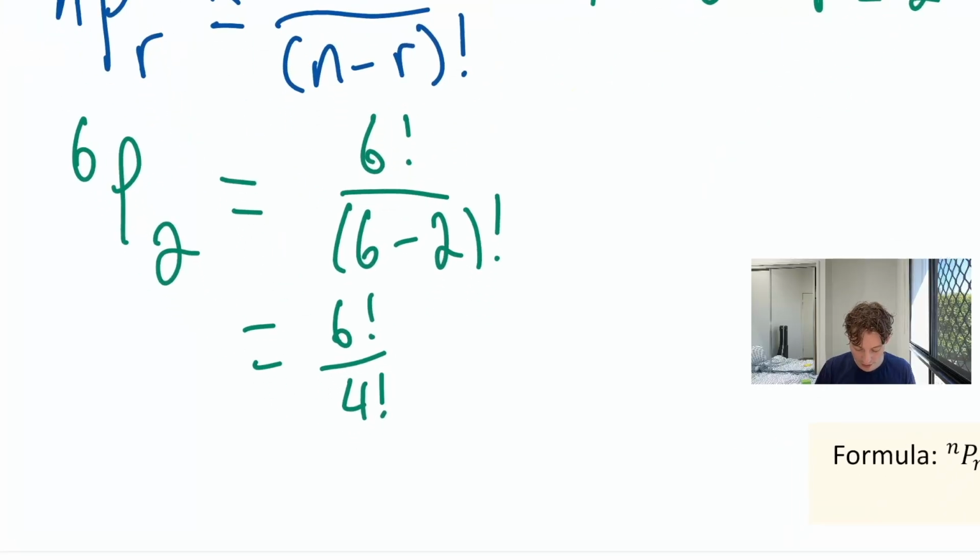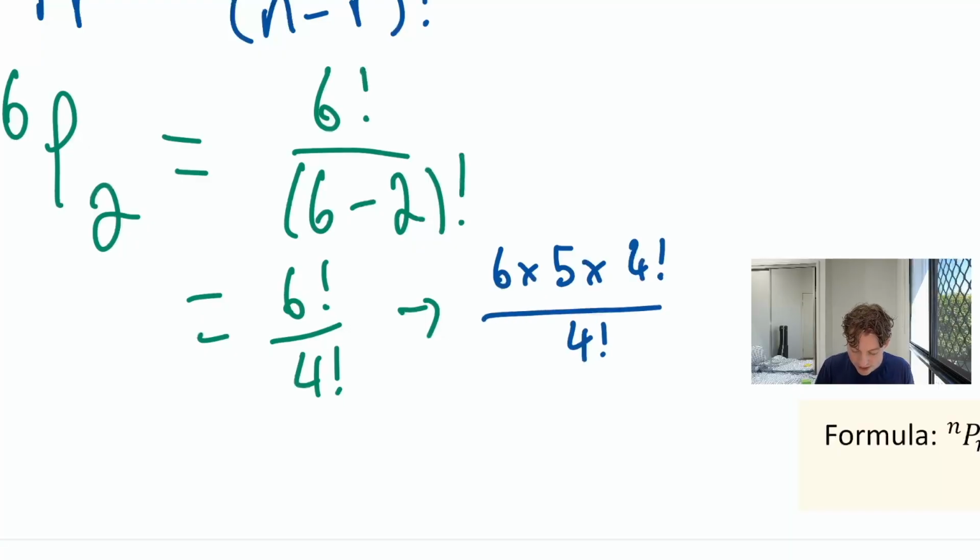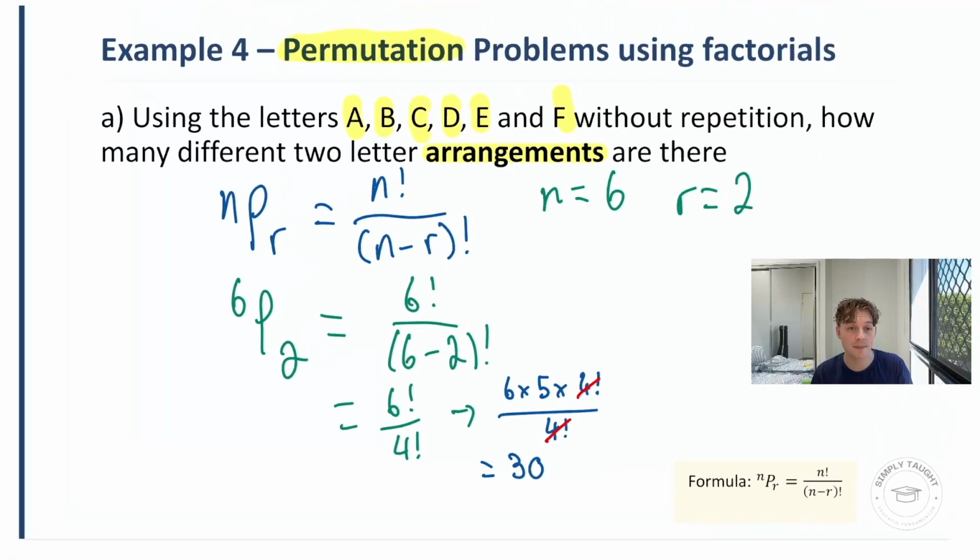I'm going to zoom in here a little bit. I'll put my answer just to the side here, so I don't have to scroll down too much. I can write 6 factorial as 6 multiplied by 5 multiplied by 4 factorial, divided by 4 factorial. Again, I get some lovely cancelling, and I'm left with an answer of 6 times 5, which gives me 30 different arrangements for how I could pair up letters A, B, C, D, E, and F. Again, when I see the word arrangements, I should think permutations, and I use my nPr formula.